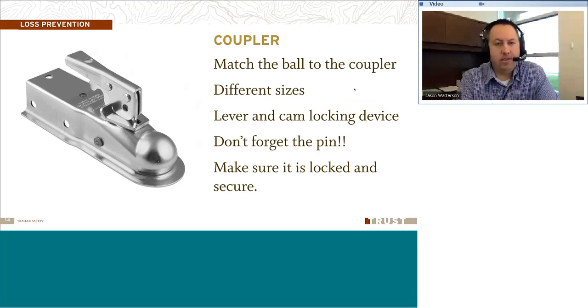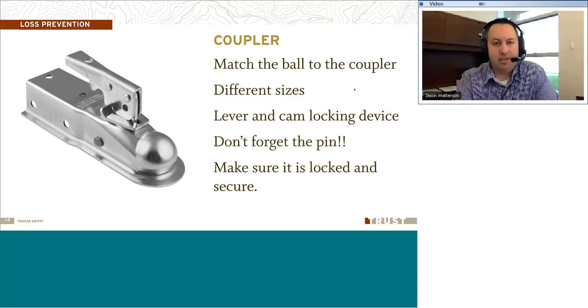This is on the tongue of the trailer on the front of it. This is what attaches the trailer to the ball on that drawbar. And so the critical thing you want to look for here is make sure that that ball matches the coupler. Make sure that they're the same size.